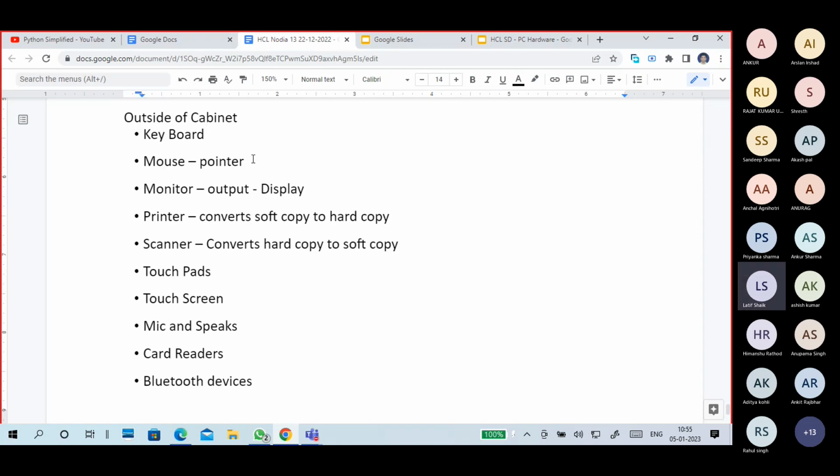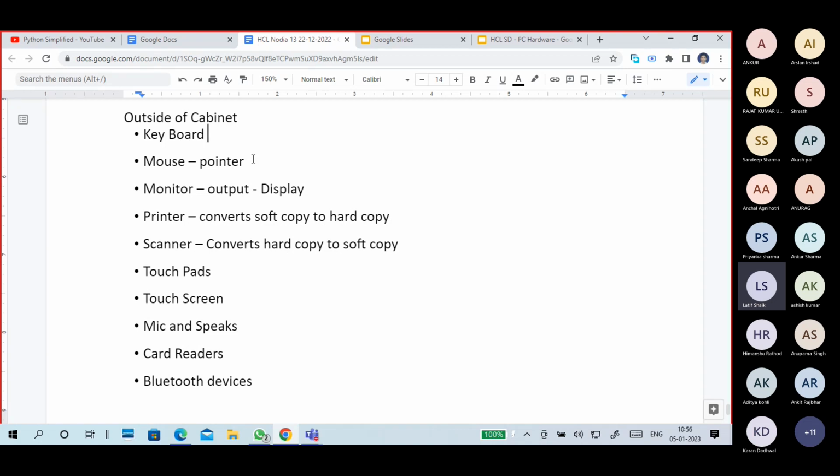keyboard. You connect a keyboard outside, so the keyboard is not inside your cabinet. Keyboard, and mouse is a pointer device. Monitor: you want to do anything in your system, you have to see it, and then only you can do it, so a monitor is compulsory. It's an output device. Without connecting a keyboard, mouse, or monitor, the system will run, but to work with the system, we need these things, right?